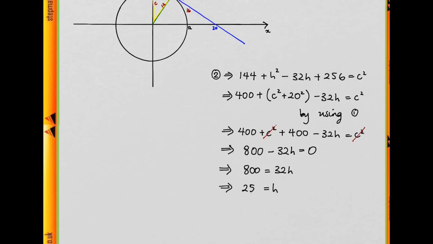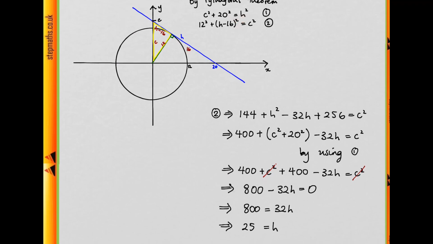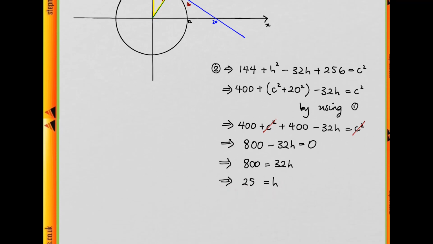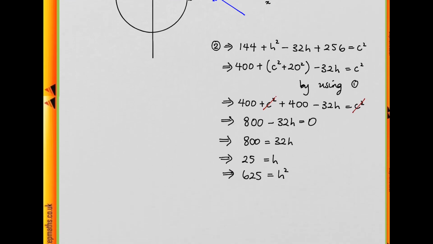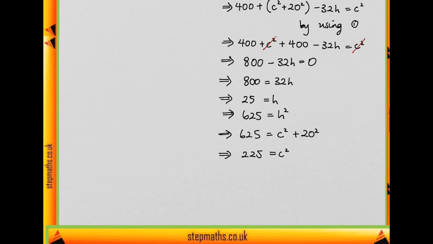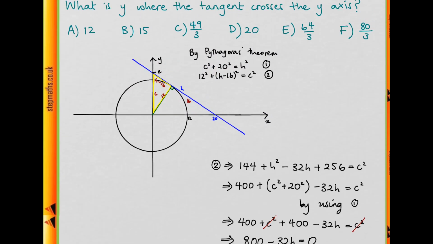Okay, so now let's use 1 again to find C instead of H, but 1 has H squared, so let's square both sides of this first. Okay, and now we can substitute in using 1, so H squared is equal to C squared plus 20 squared. Then if we take the 20 squared, or 400, from both sides, and you might recognize 225 as the square of 15. So the tangent crosses the y-axis at y equals 15, which gives us answer B.